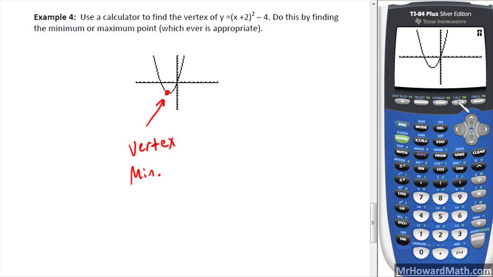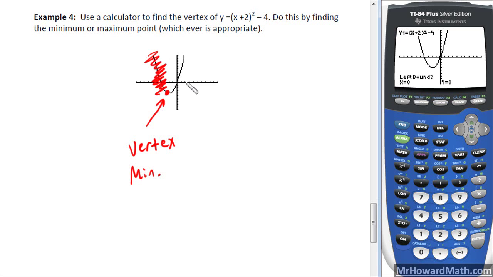So we'll do second trace, same way that we find the roots using intersection. Only this time we're going to choose either option 3 or option 4. Because this is a minimum, I'm going to choose option 3. If it were opening down, I would have chosen maximum. So the calculator always asks you the question that it needs you to answer. It says left bound. That means get left of the vertex. So that means on the graph somewhere over here. It doesn't have to be exact. It could be here. It could be here. It just needs to be left of the vertex.